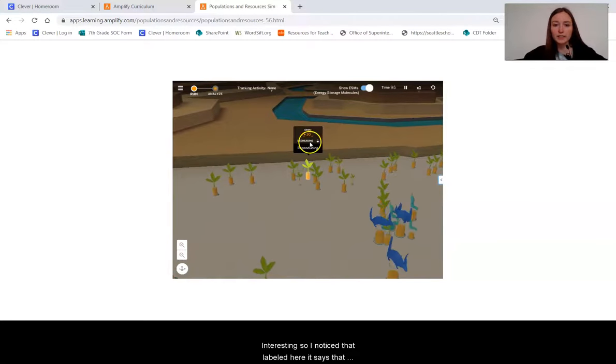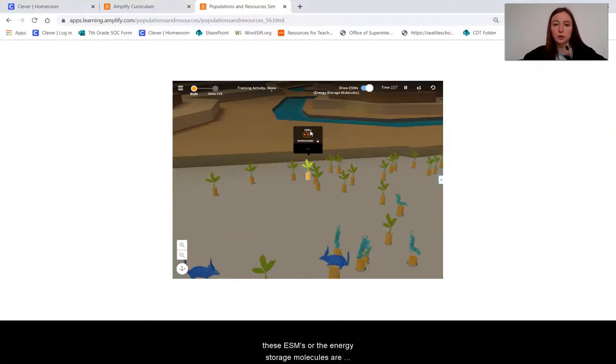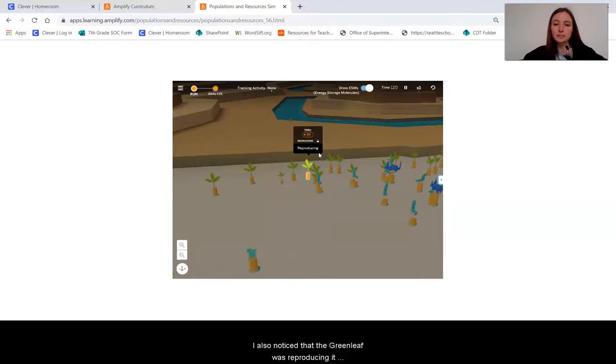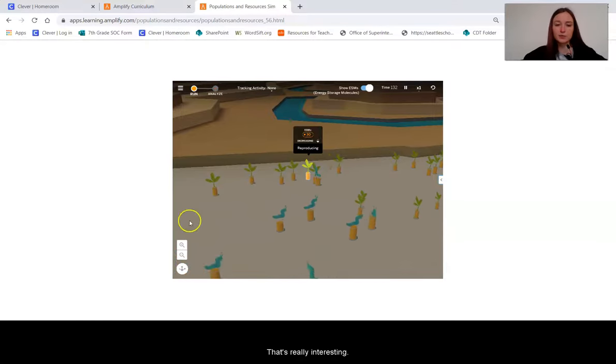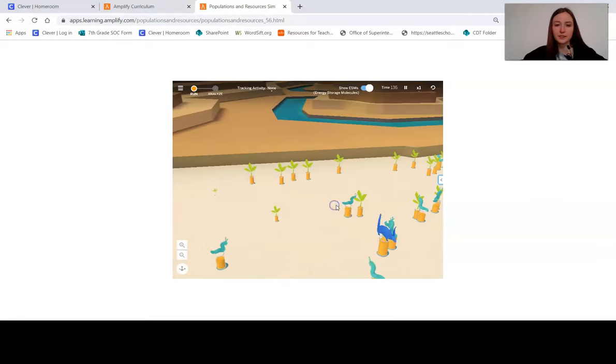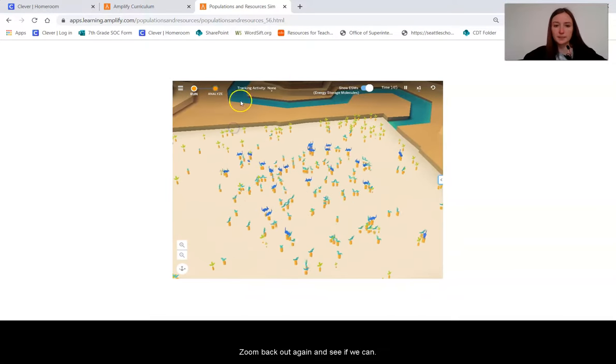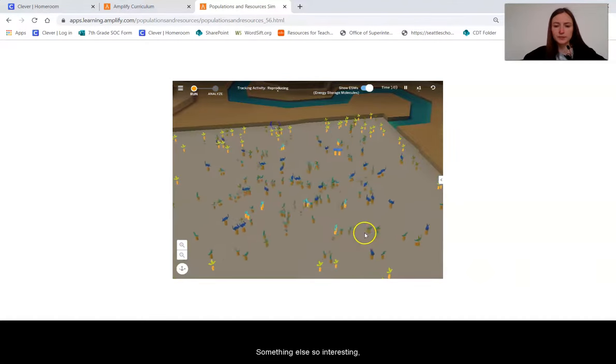Interesting. So I noticed that labeled here, it says that these ESMs, or the energy storage molecules, are decreasing during this time of reproduction. I also noticed that the green leaf was reproducing, it stopped, and then started reproducing again. That's really interesting. Let's click off, zoom back out again, and see if we can look at something else.